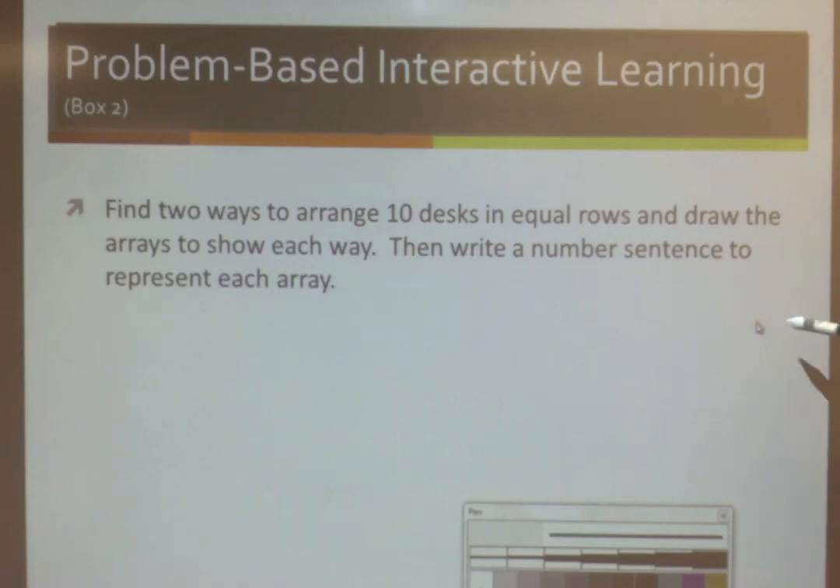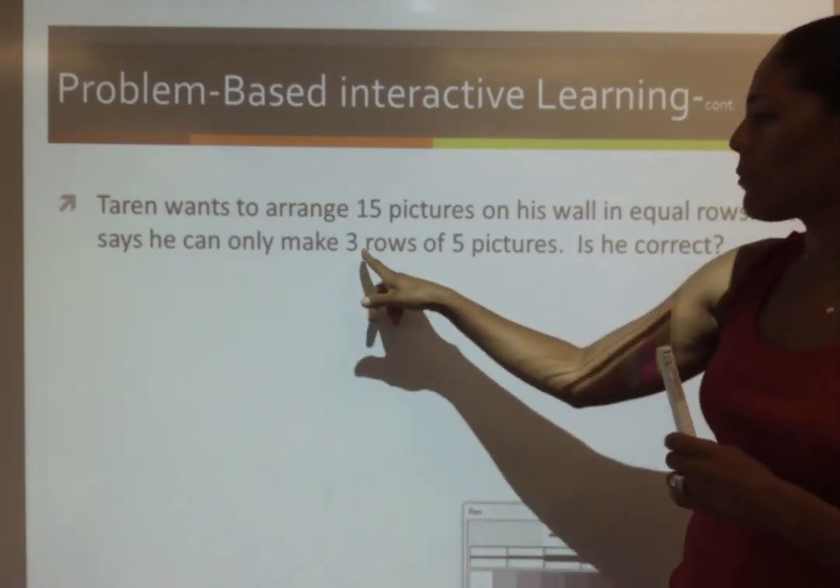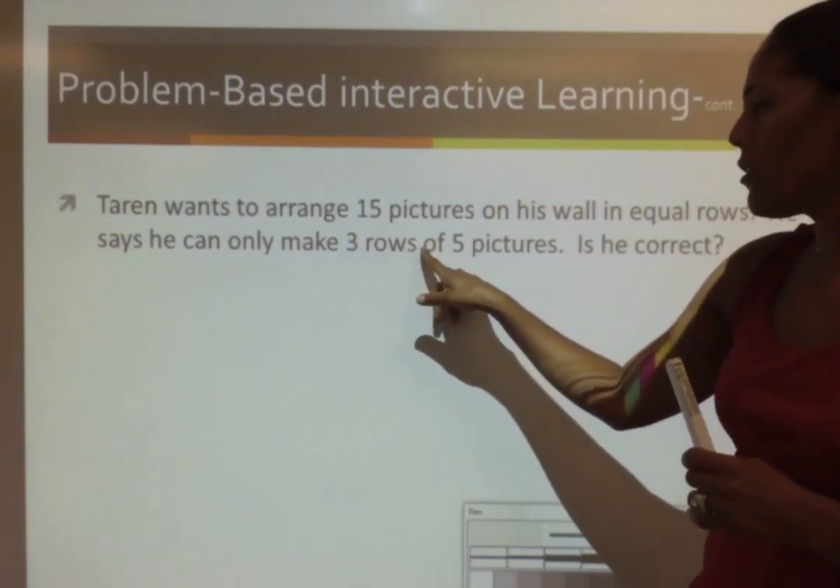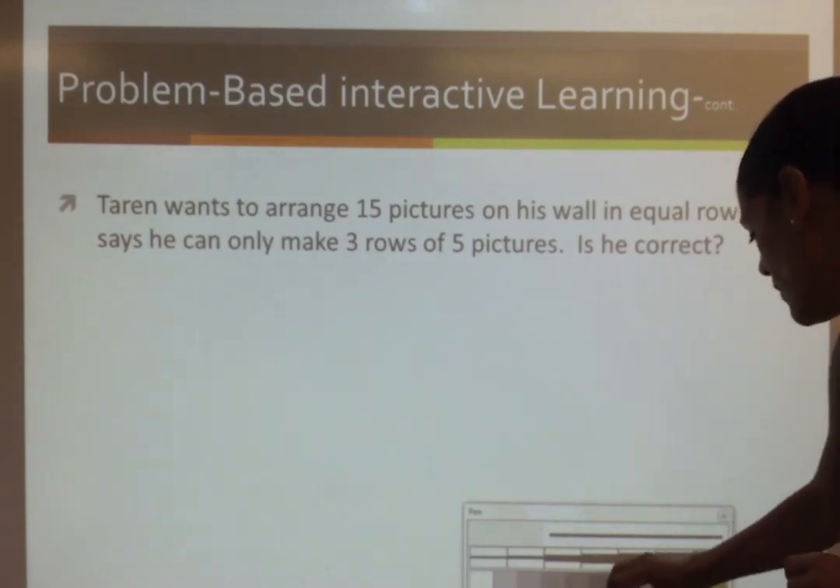Let's look at another example. Taryn wants to arrange 15 pictures on his wall in equal rows. He says he can only make 3 rows of 5 pictures. Is he correct? So what we need to do is try to come up with a different arrangement for the 15 pictures other than 3 rows of 5. So let's see, I know I have 15.